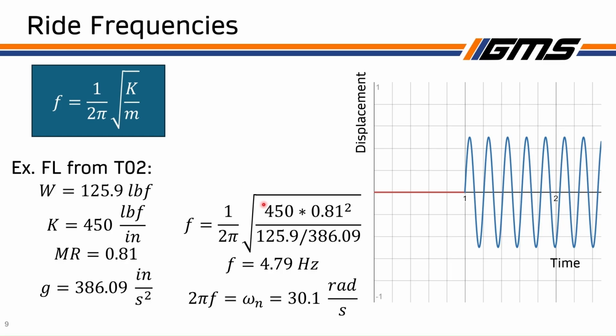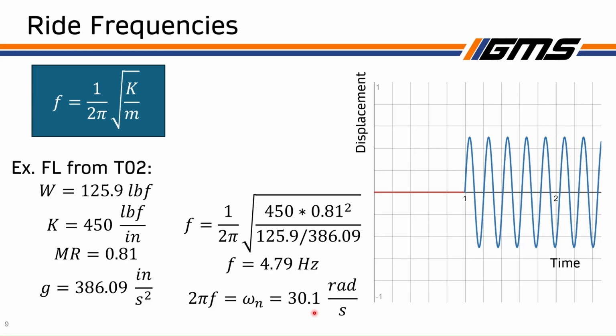So we throw our spring rate in there, we throw in our motion ratio squared to take care of that because we're worried about the effective spring rate at the wheel, and you put in your mass here, and you get a ride frequency of 4.79 hertz. So no matter how much you displace the mass, if there's no damping there, it's just going to oscillate at a frequency of 4.79 hertz. You can also convert this to radians per second just by multiplying by 2 pi, and you get 30.1 radians per second. So that'll be it for springs for right now.